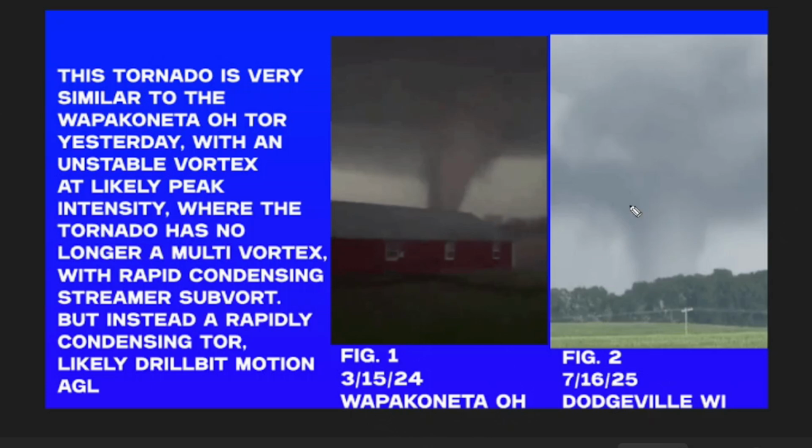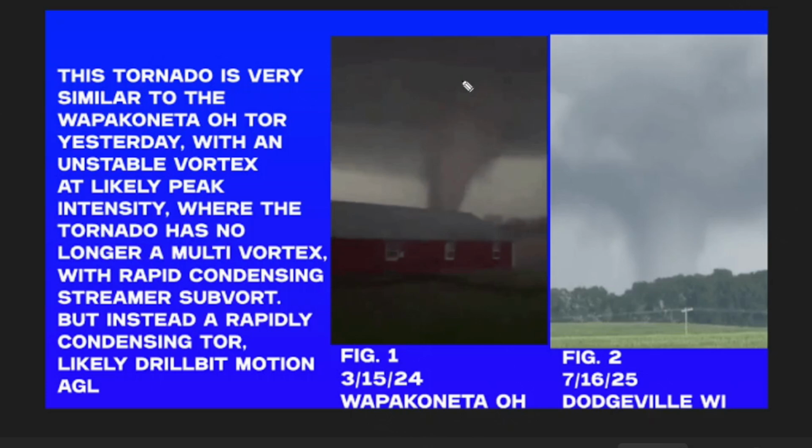Some of the footage has been difficult to find, but this is footage that I was allowed to use, and so you can clearly see the tornado here and here. So I have written notes alongside, and we should discuss these tornadoes. One of the first points I made was that the Wapakoneta tornado has a very similar unstable vortex, where this tornado is likely at peak intensity and there was no longer a multi-vortex stage.